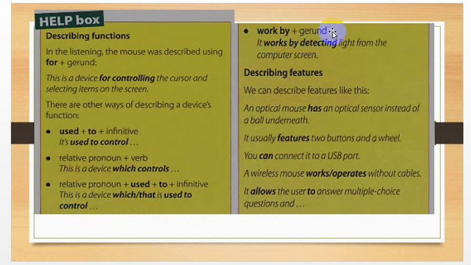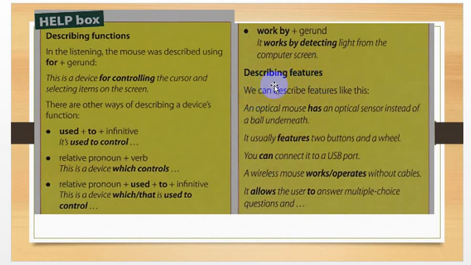Okay, works by plus gerund. Gerund is used after a preposition. By is a preposition. Here for is a preposition. After by and for we use gerund. It works by detecting light from the computer screen. It works by detecting light from the screen. When this device gets the light from the screen, it works. Okay.